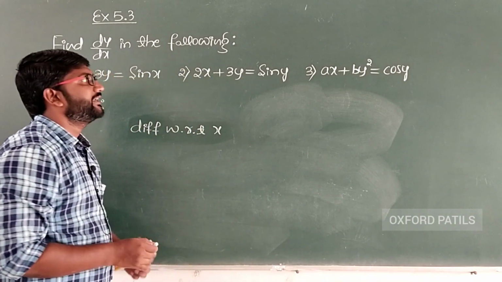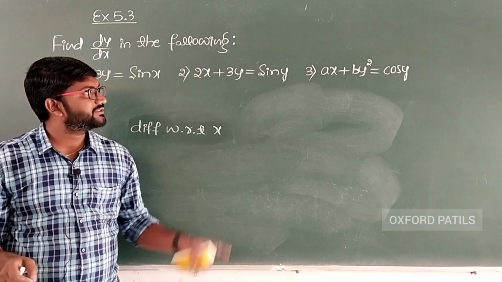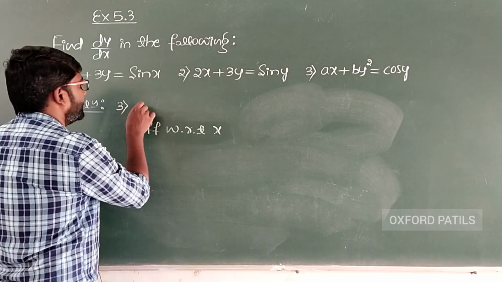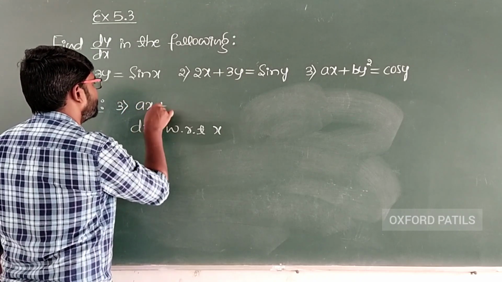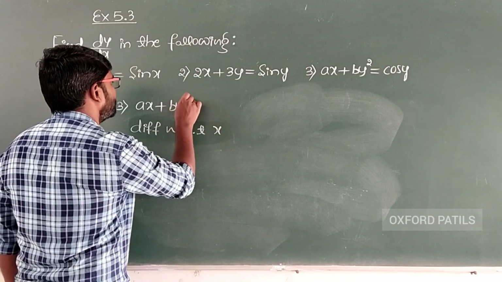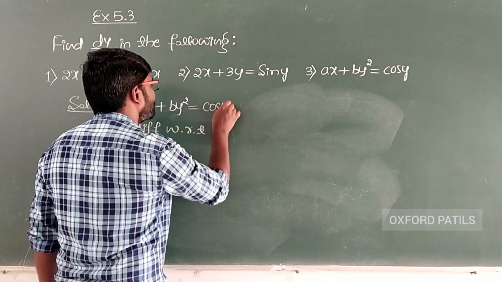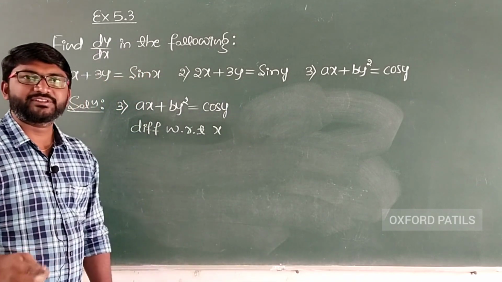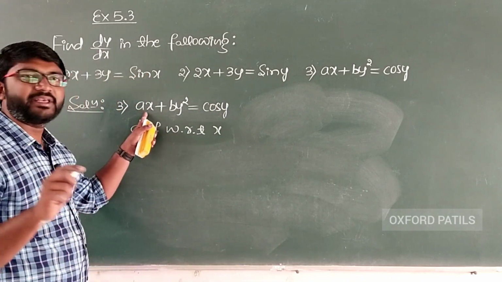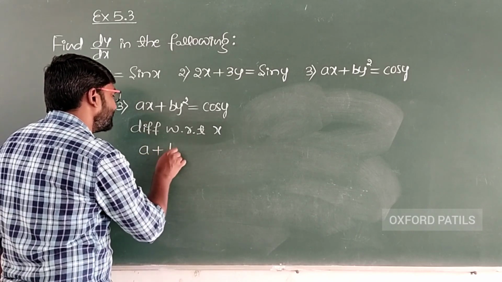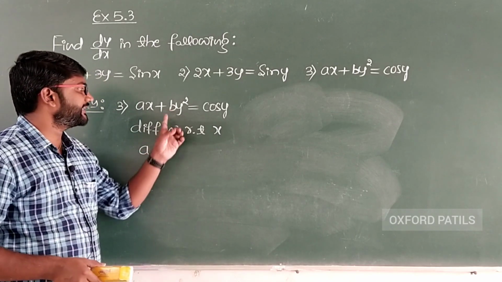Well, the question number 3 is ax plus by square which is equals to cos y. Question number 3, ax plus by square, this is equals to cos y. Now differentiate both the sides with respect to x. Derivative of ax will be a. It is a plus, I will be writing b as it is.